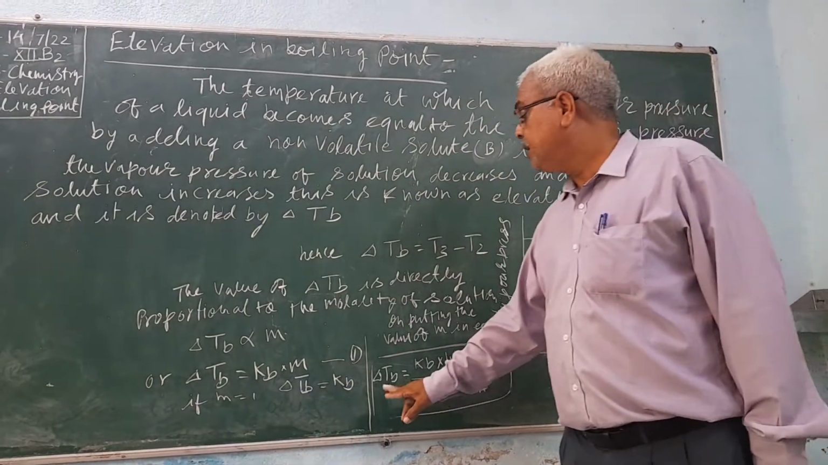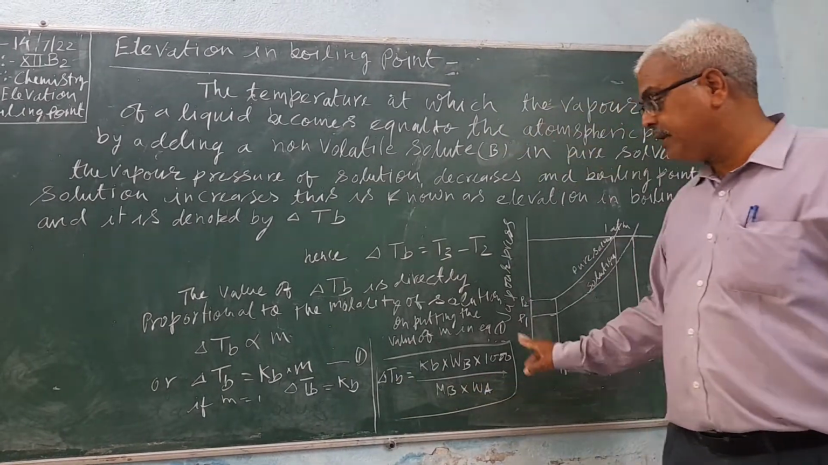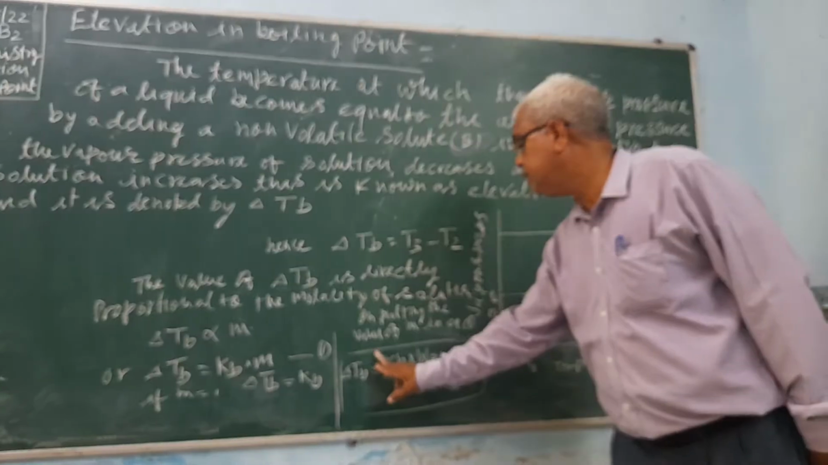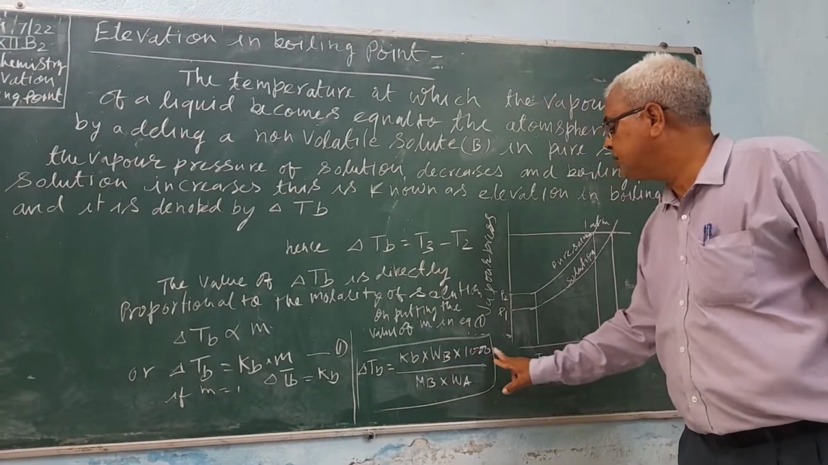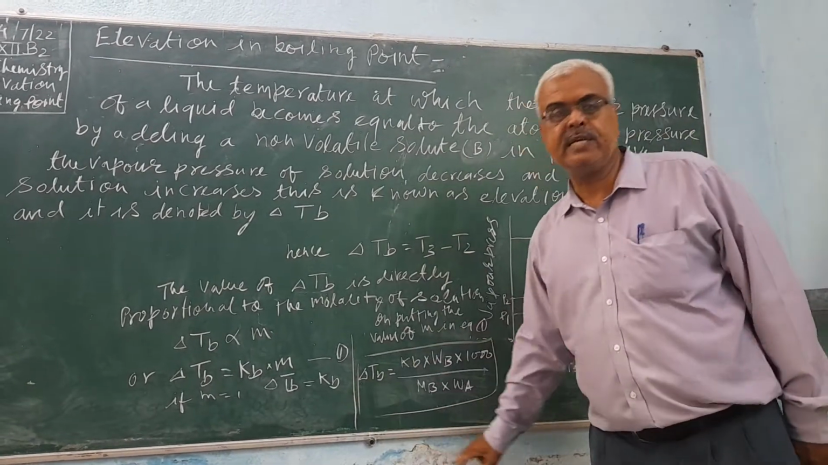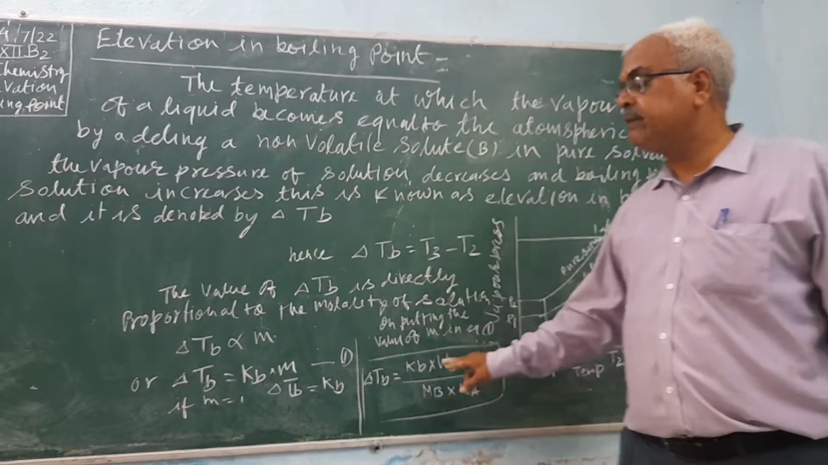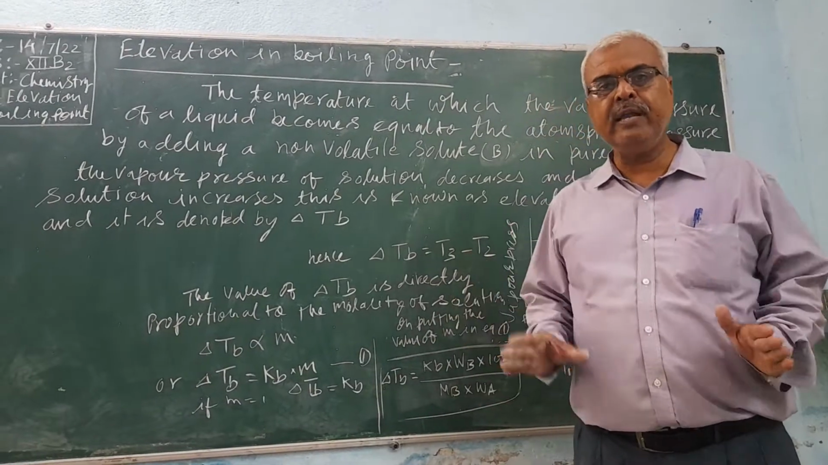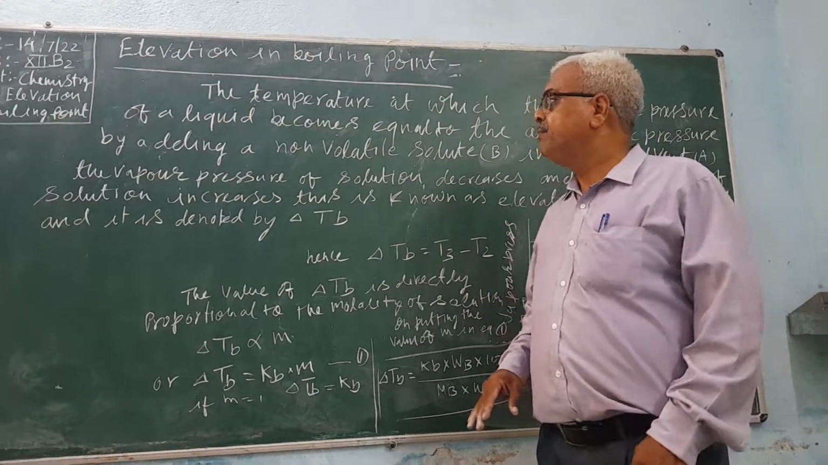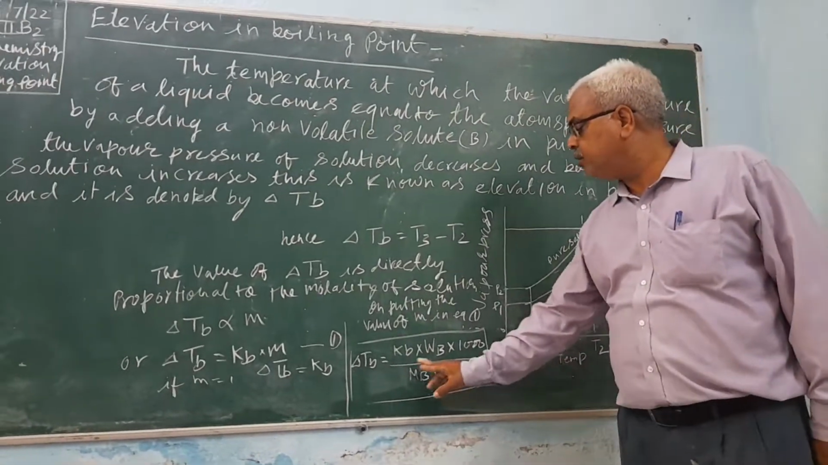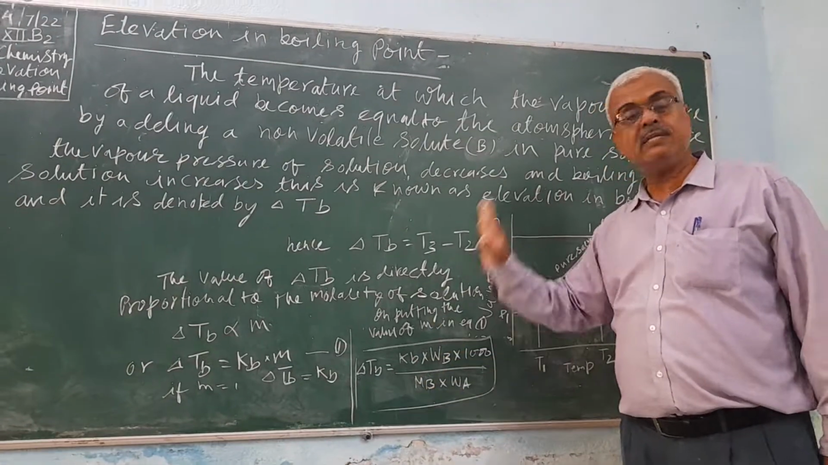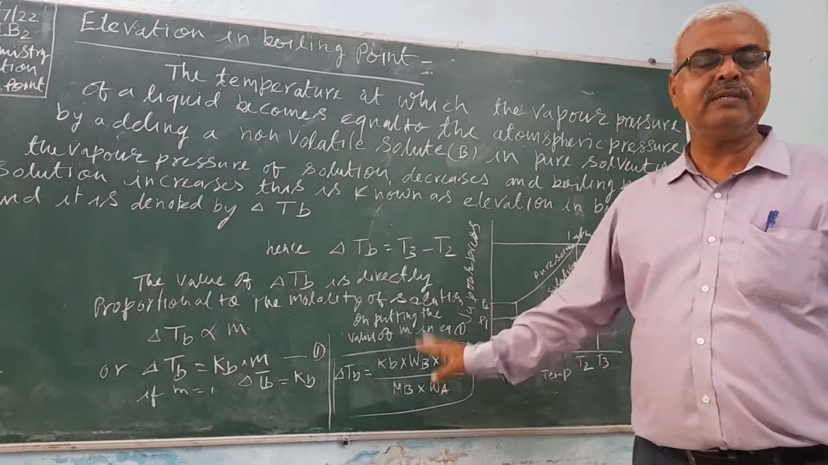By replacing the value of M in equation 1, we have delta TB is equal to Kb into Wb into 1000 divided by Mb into Wa. This is the formula for calculation of the elevation in boiling point of a solution. We can also calculate the molecular mass of the solute from this expression.